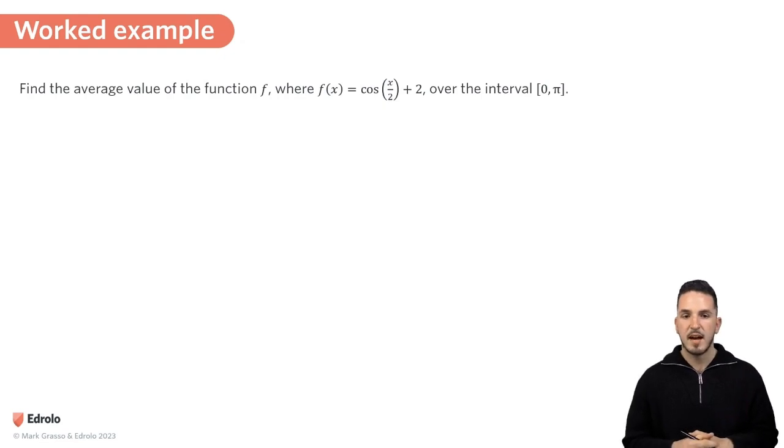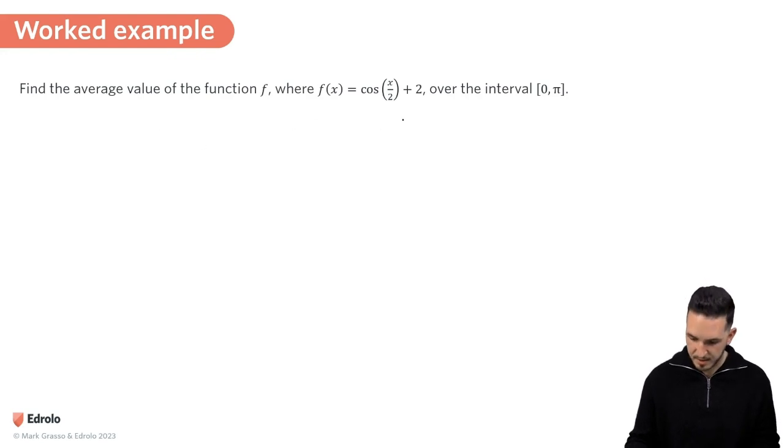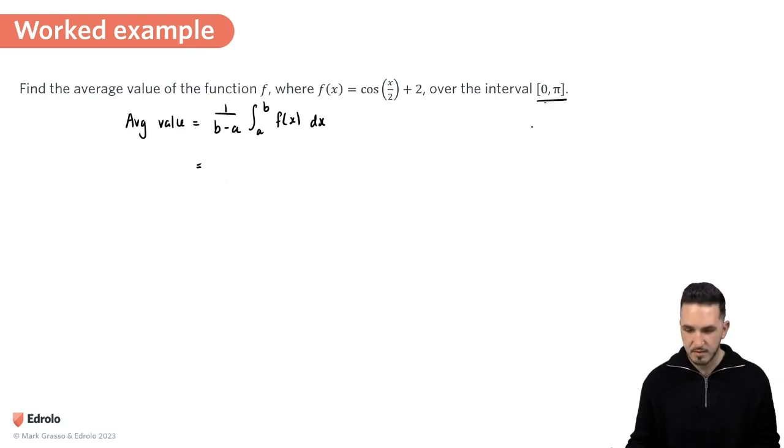So in this example, we'll find the average value of the function f, where f of x equals cos of x on 2 plus 2 over the interval of 0 to pi. The first thing I want to bring our attention back to is the formula. We know the average value is equal to 1 over b minus a times the integral from a to b of f of x dx. Now let's substitute the information that we have. We know it's over the interval of 0 to pi, so it's going to be 1 over pi minus 0, the integral from 0 to pi of cos of x on 2 plus 2 dx.